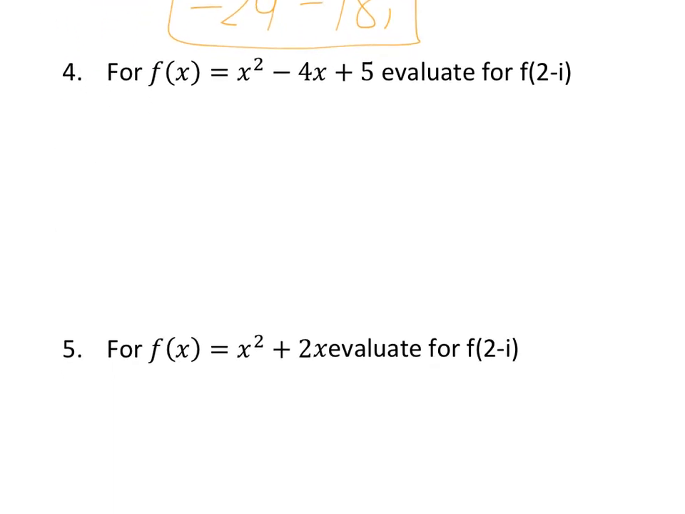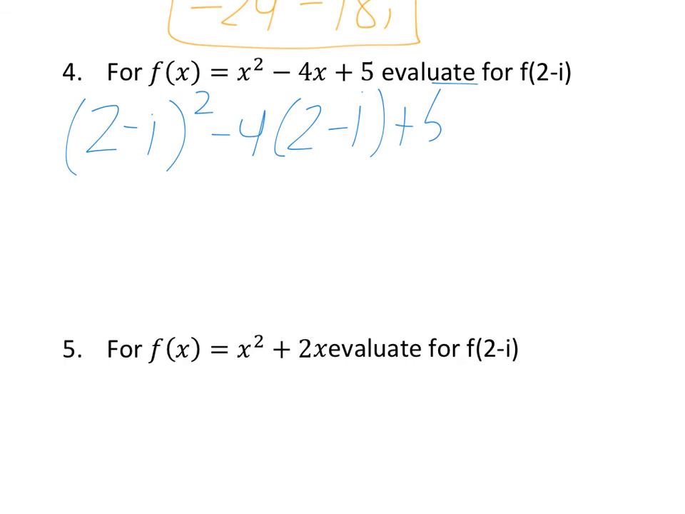Number 4. For f of x is equal to x squared minus 4x plus 5, evaluate for 2 minus i. So, parentheses, 2 minus i squared minus 4 times 2 minus i plus 5.